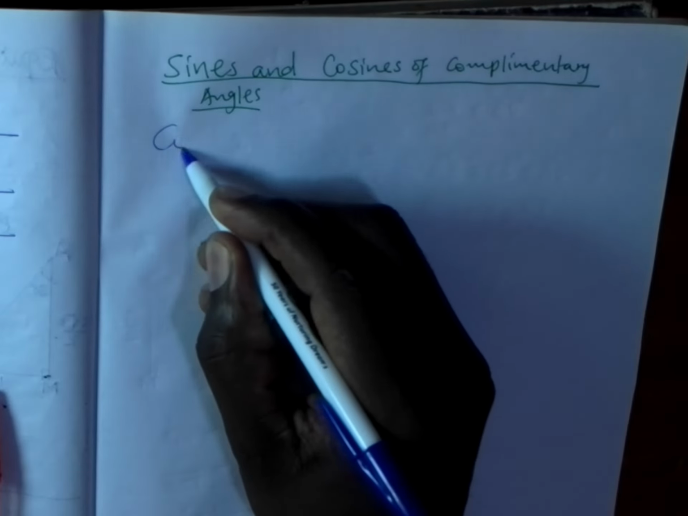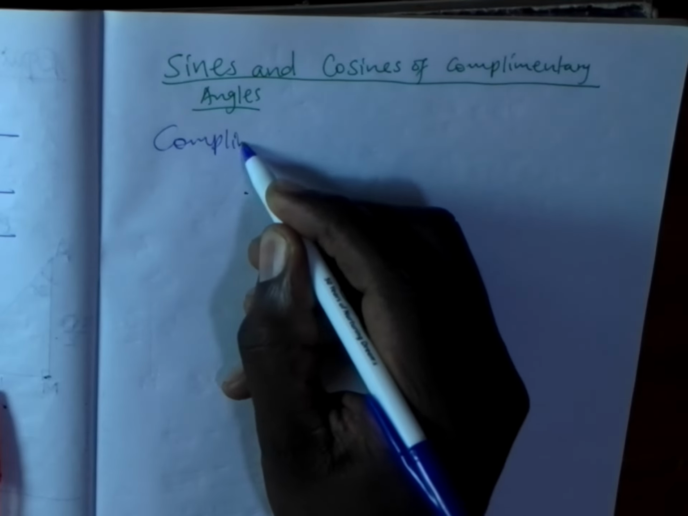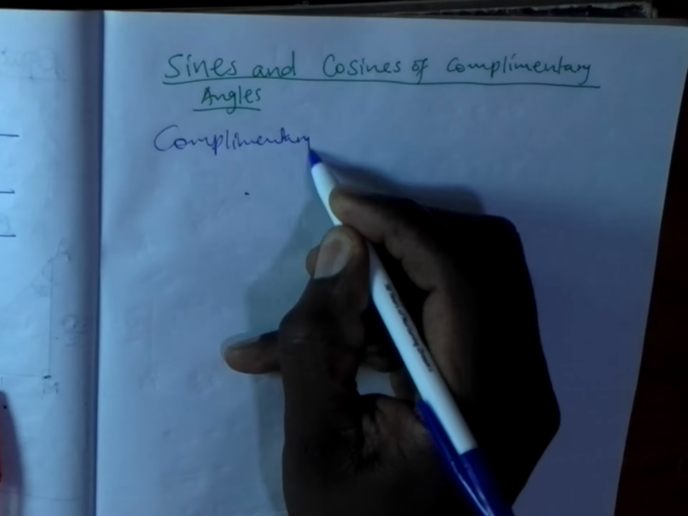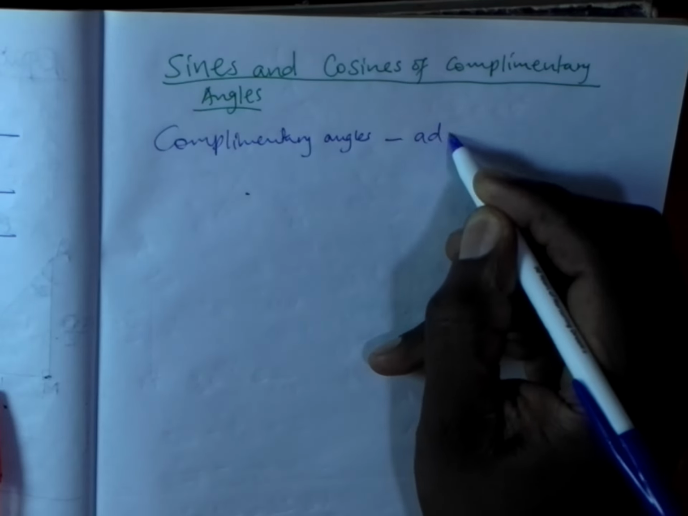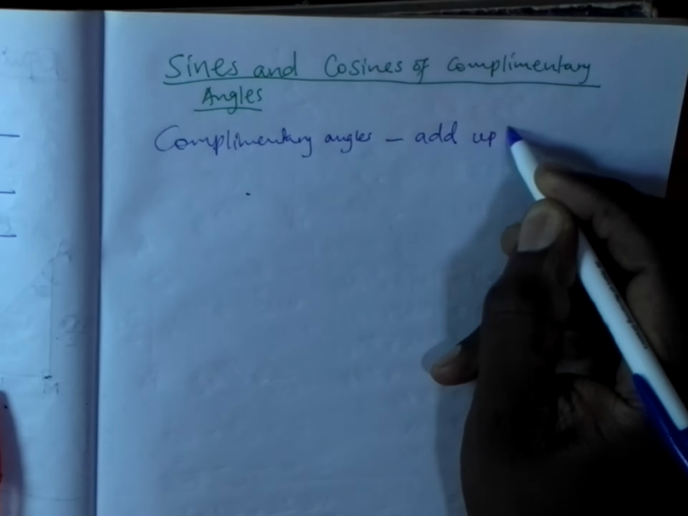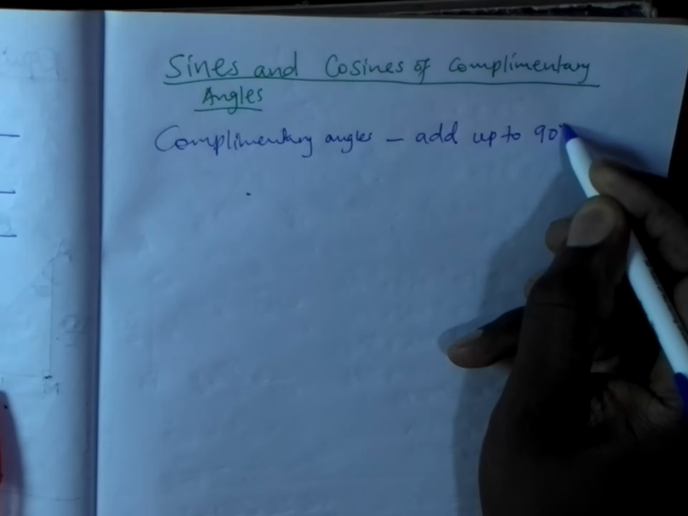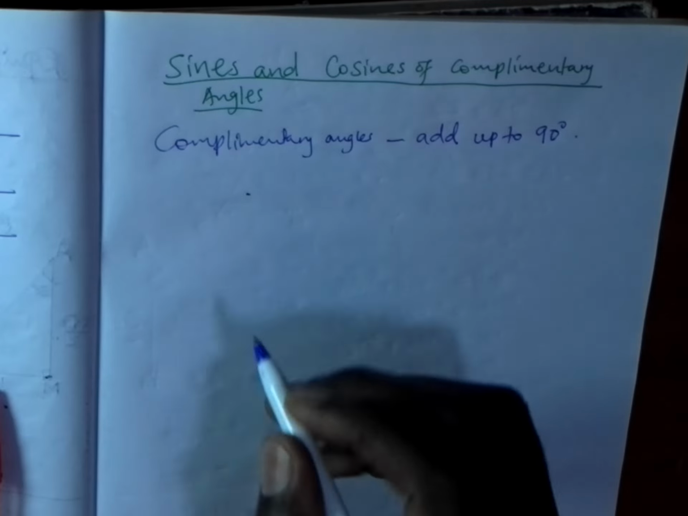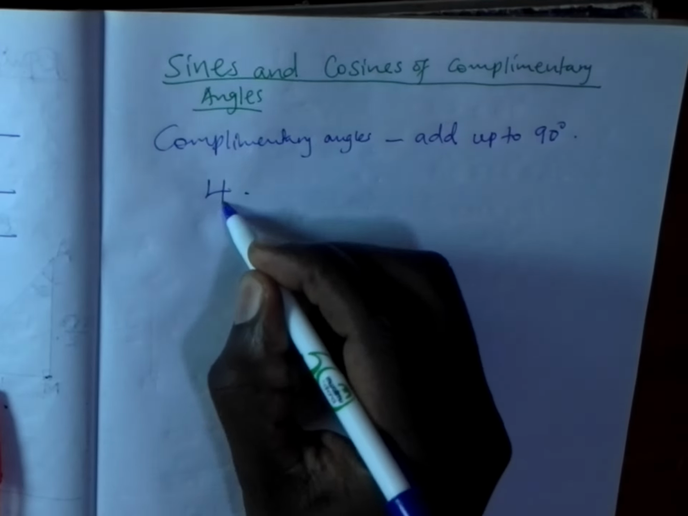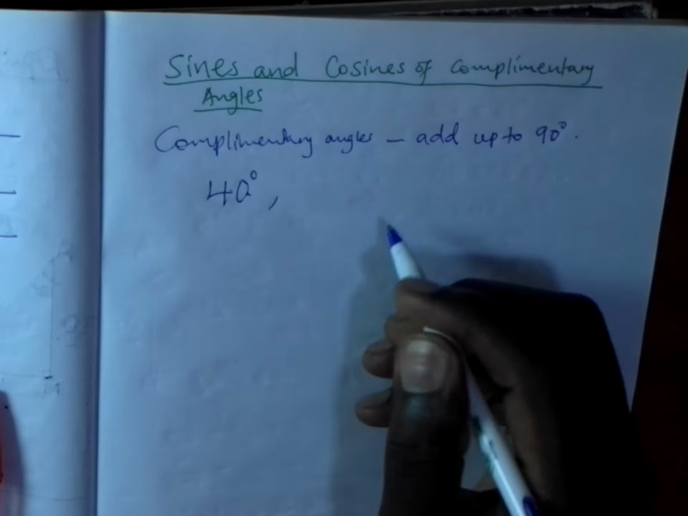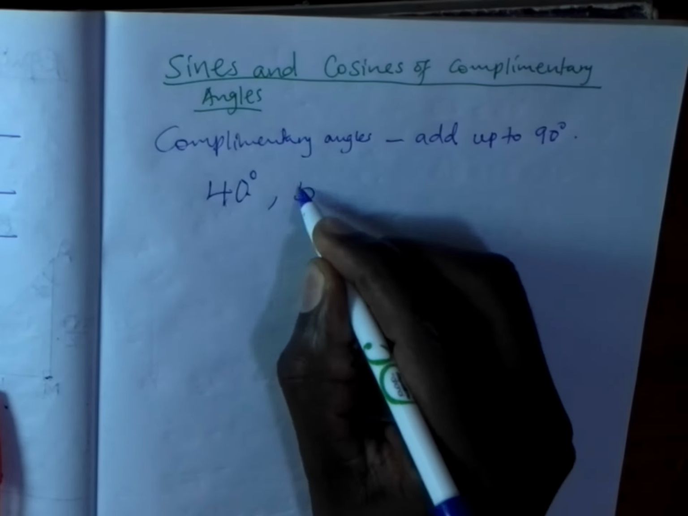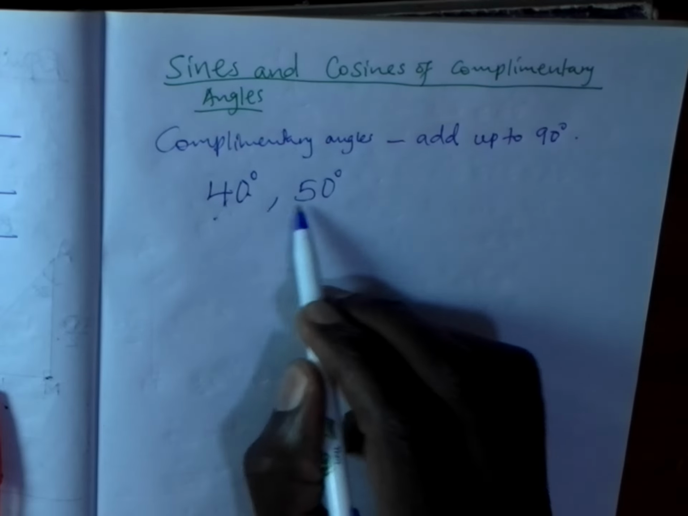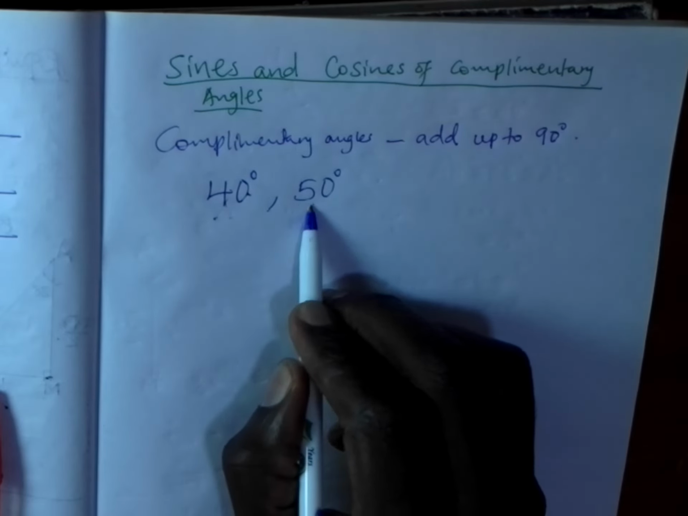So first thing we need to note is that complementary angles are angles that add up to 90 degrees. Take an example of 40 degrees. Its complement is 90 minus 40, which will be 50 degrees. Angles that add up to 90 degrees.